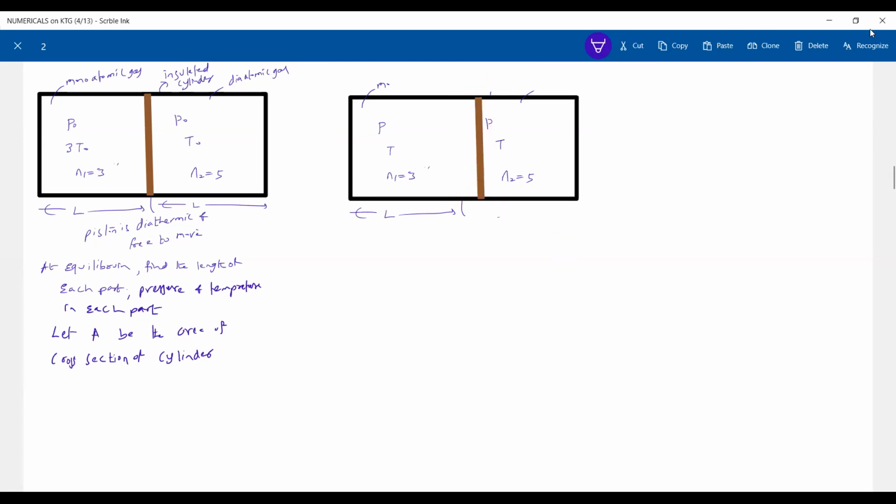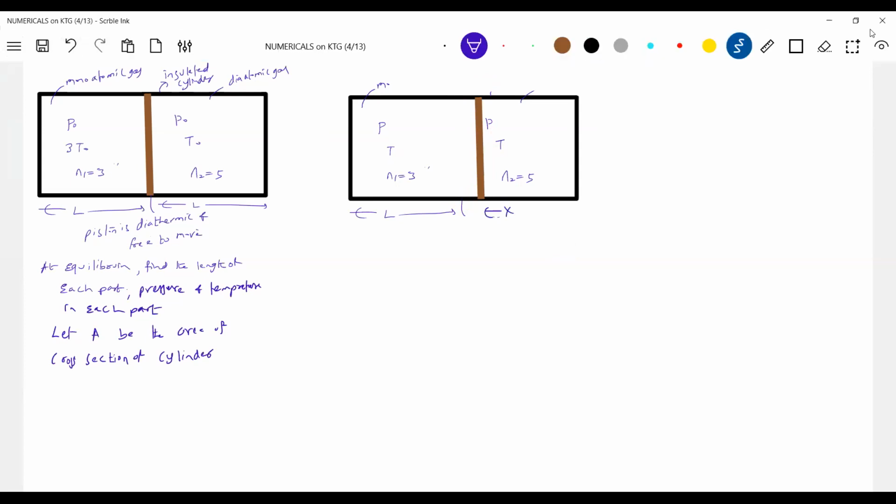Are you seeing different lengths? Let this length be X2 and let this length be X1. Diatomic, this is monatomic. As the piston is conducting, final pressure must be the same. Why should the final pressure be the same? Because net force should be 0. Here it will exert a force PA and PA. Since conducting, temperature must be the same. I agree with this. Okay, let's get into it.